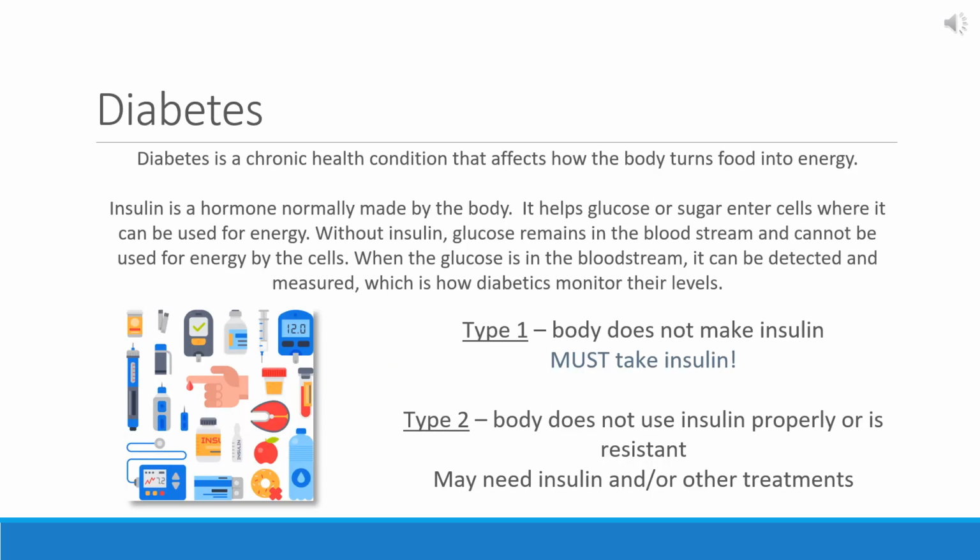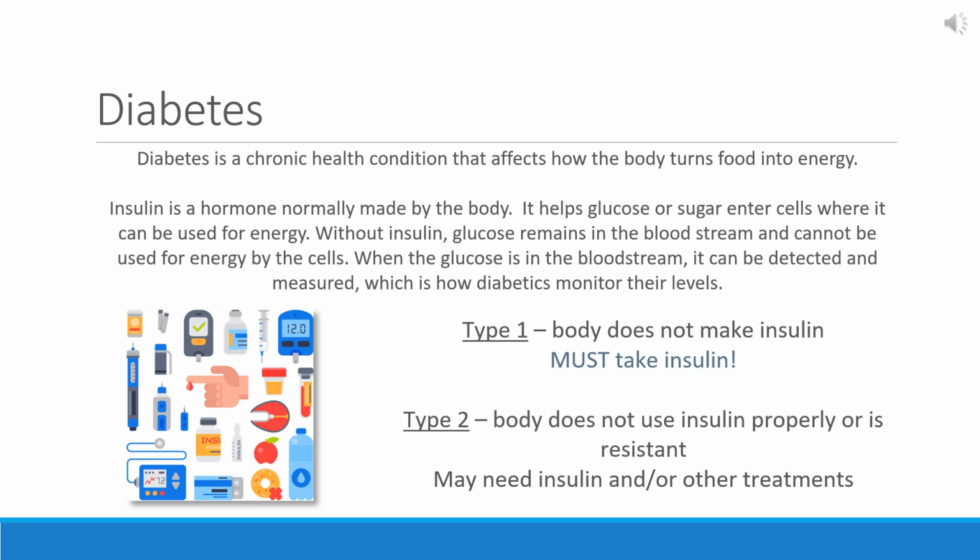Let's move on to diabetes, a chronic health condition that affects how the body turns food into energy. Insulin is a hormone normally made in the body. It helps glucose or sugar enter cells where it can be used for energy. Without insulin, glucose remains in the bloodstream and cannot be used for energy by the cells. When the glucose is in the bloodstream, it can be detected and measured, which is how diabetics monitor their levels.